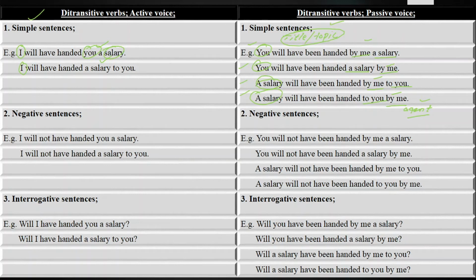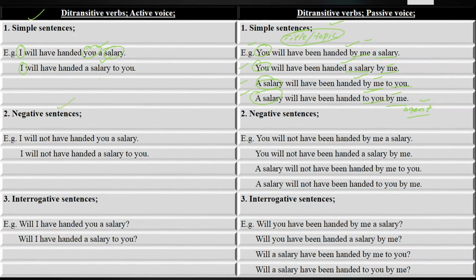Now sentences will be as followed. You will have been handed by me a salary. You will have been handed a salary by me. A salary will have been handed by me to you. A salary will have been handed to you by me. These are the four ways to change them into passive voice.